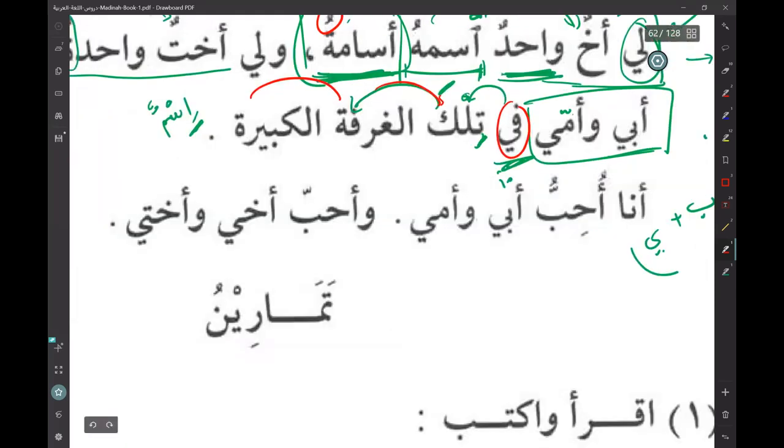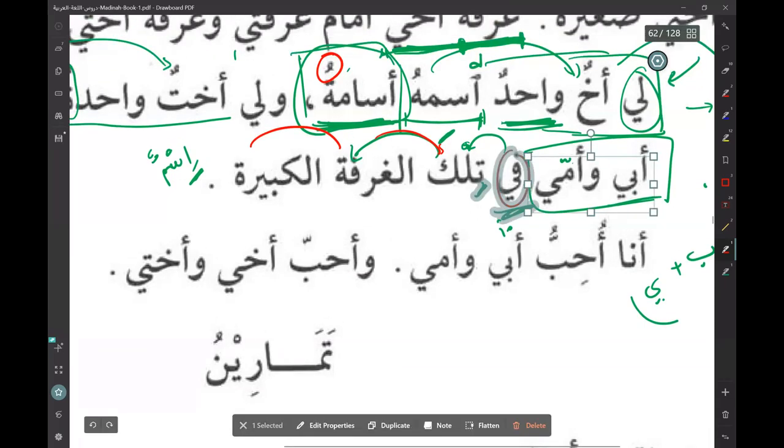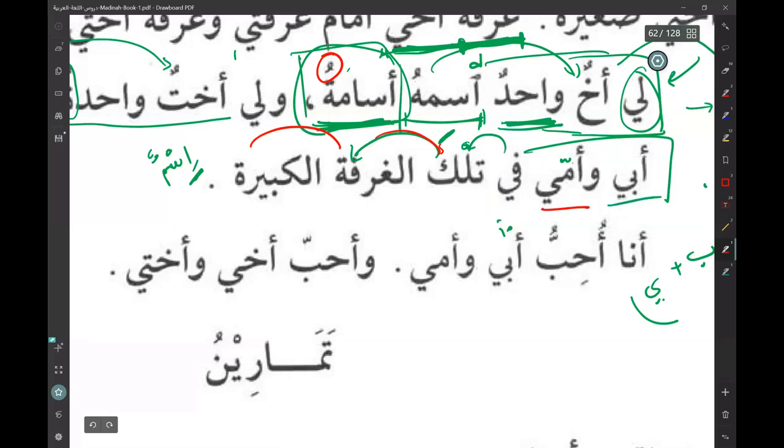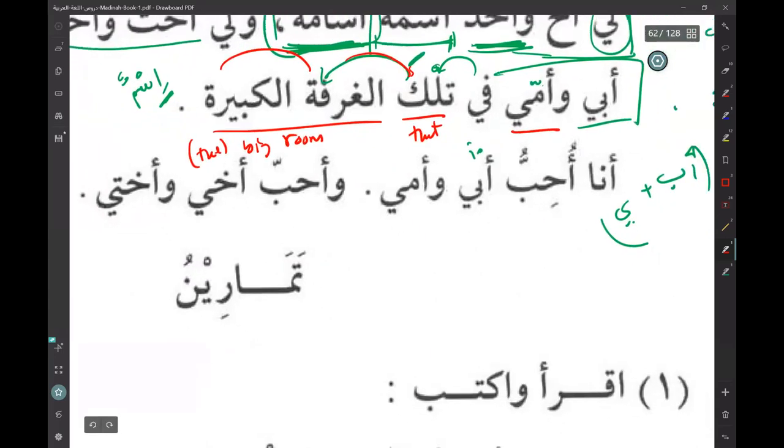Okay, the last one. Let's see what we can do. Okay, the translation. Good. Translation is important. My father and my mother is, here's the is in that big room. Okay, so the is there, but when you translate in English, you cannot say that the big room. Okay, so my father and my mother is in that big room. The last one, ana. Ana is I, of course. Uhibbu, we have a verb here. Uhibbu means I love.